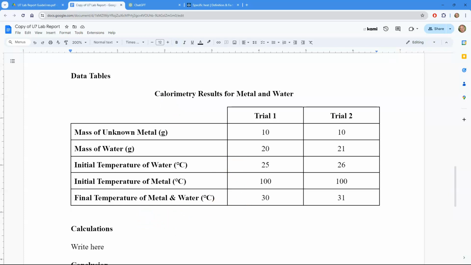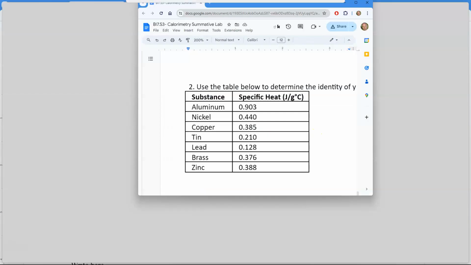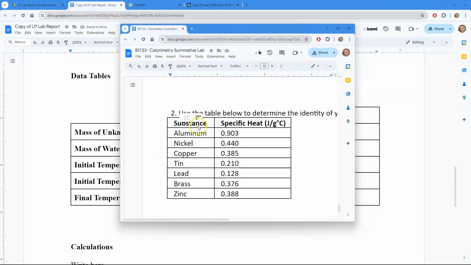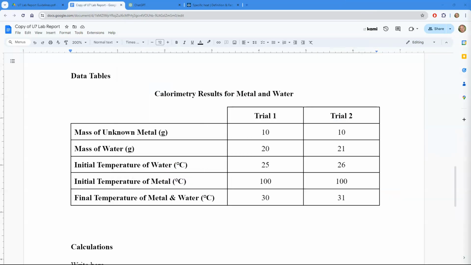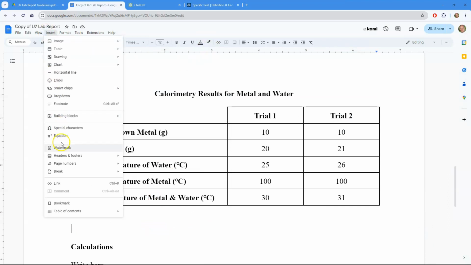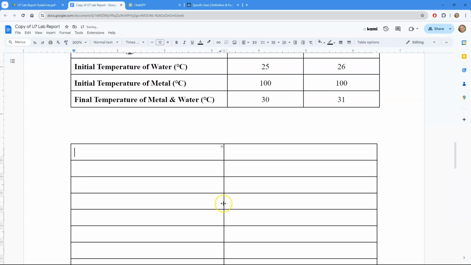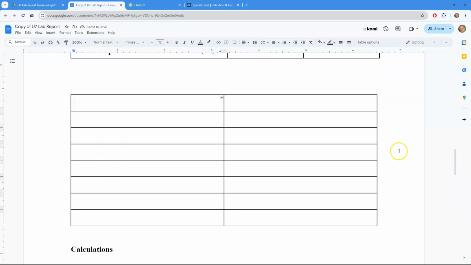Okay, now we also want a data table for these specific heat values. Okay, so I'm going to need to create a second table. So if you look at the lab directions, it looks like it is 1, 2, 3, 4, 5, 6, 7, 8 rows, 2 columns. So insert table. So we said 8 rows, 2 columns. Perfect, just like that. Okay, and I'm going to make it look just like the data table.